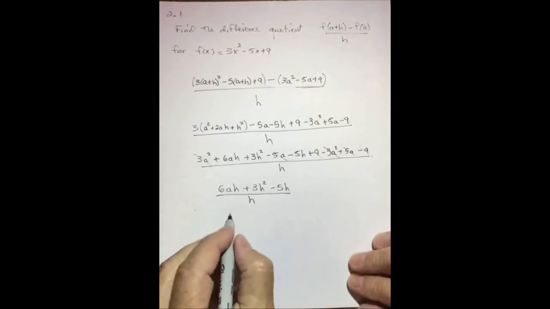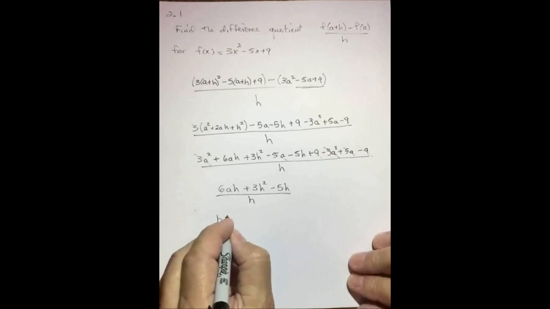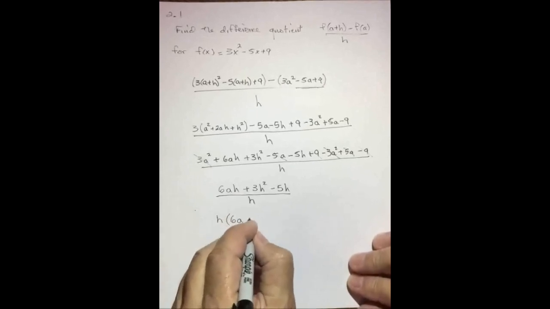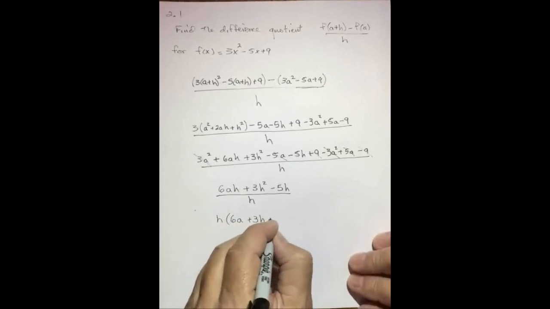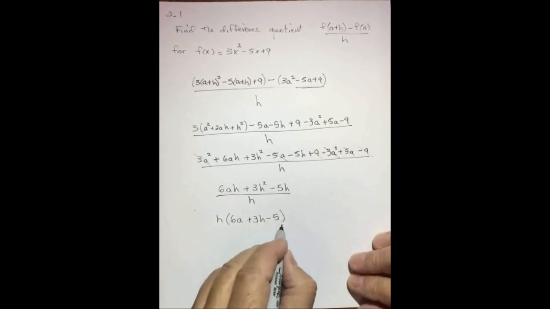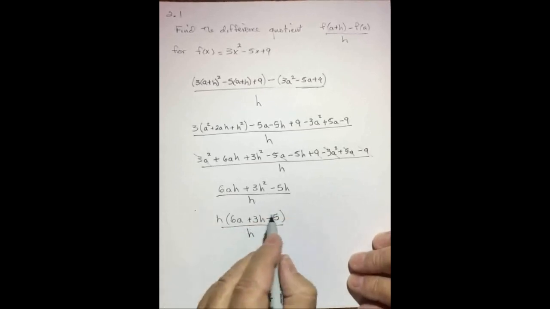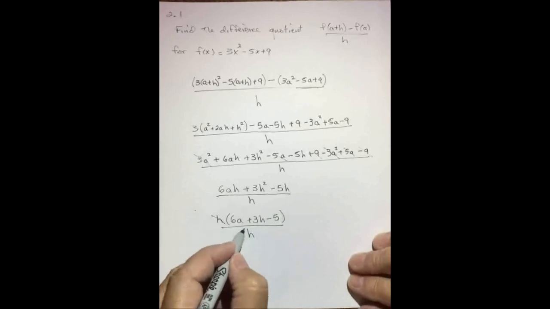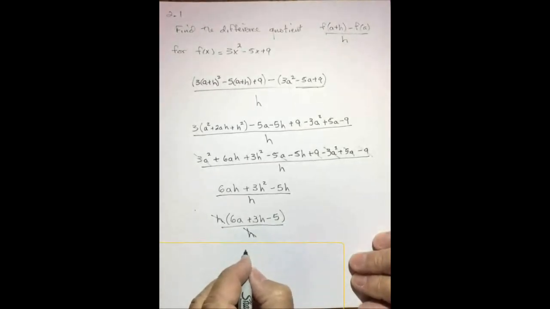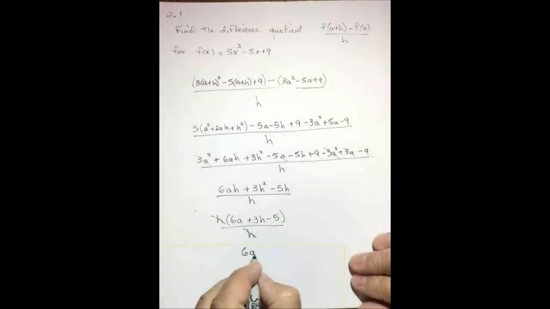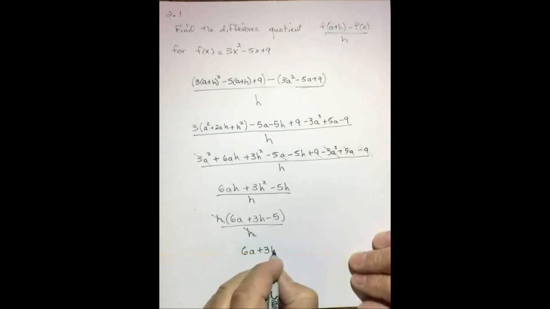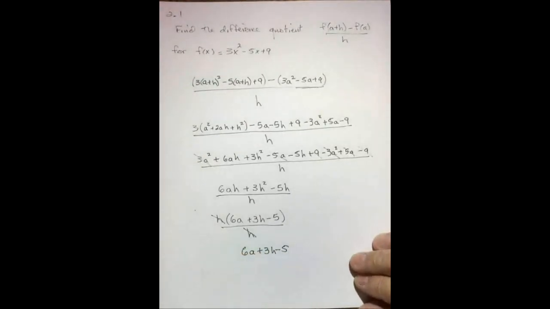Okay, now in the numerator upstairs, we can factor this h out. Now everything's factored. This cancels, and we get our result. The answer is 6a plus 3h minus 5.